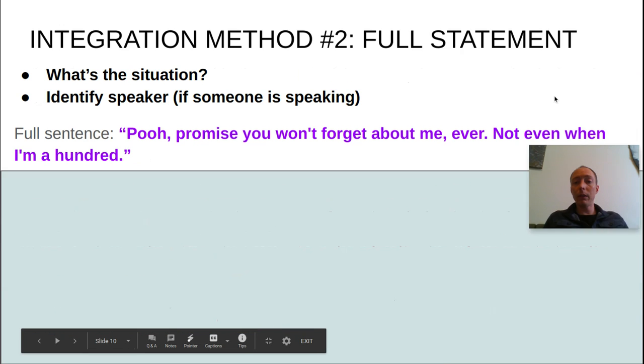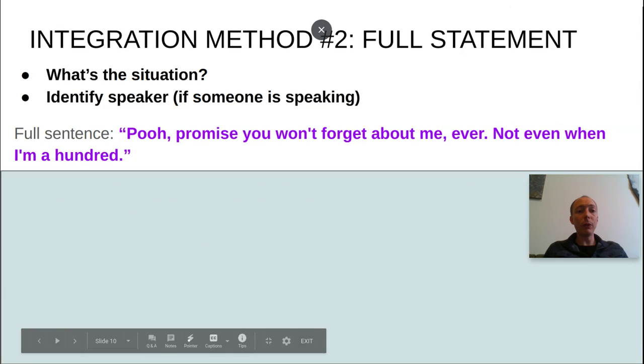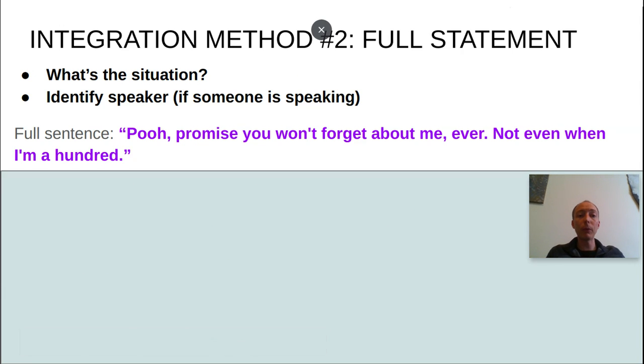So here is one for you to try. This is the purple sentence: "Pooh, promise you won't forget about me ever, not even when I'm 100." So think about what's the situation, and if there is a speaker, if there's a character speaking, try to put that as the subject of your sentence. Take a second and pause the video and try one yourself.